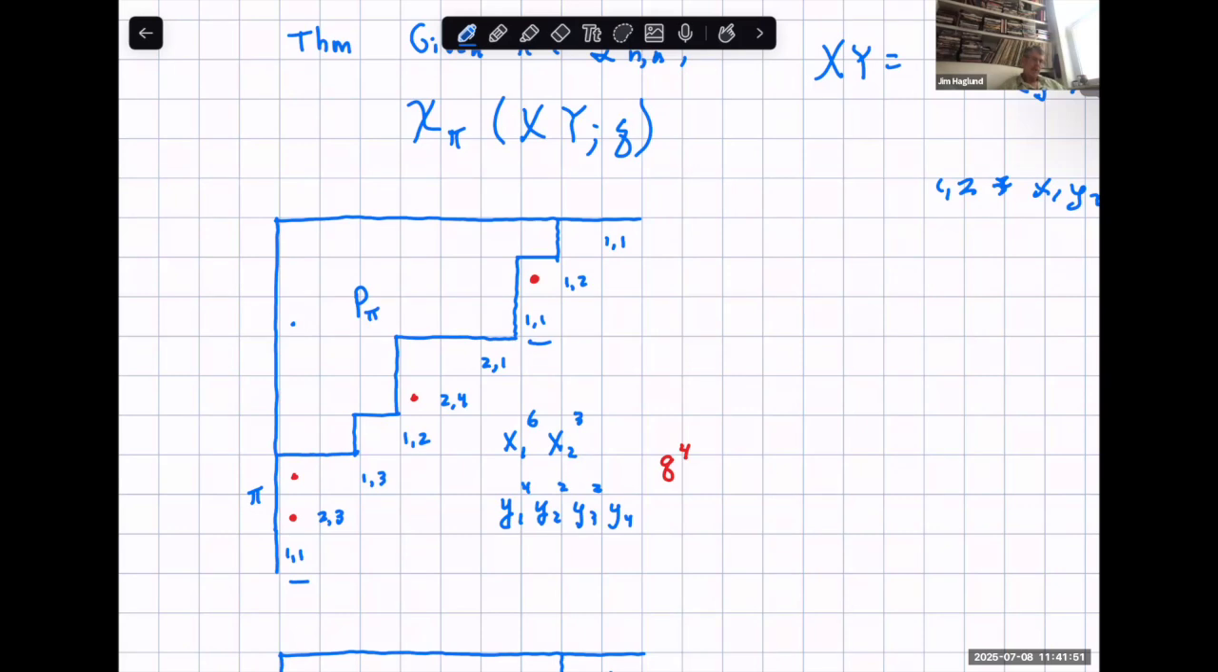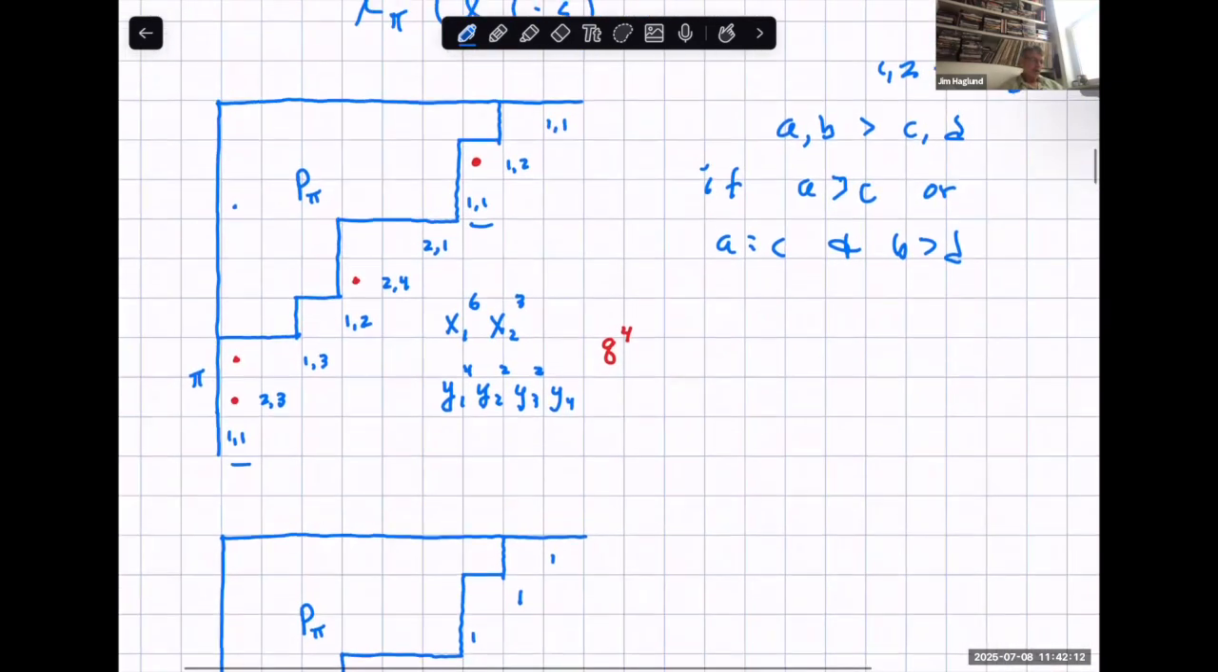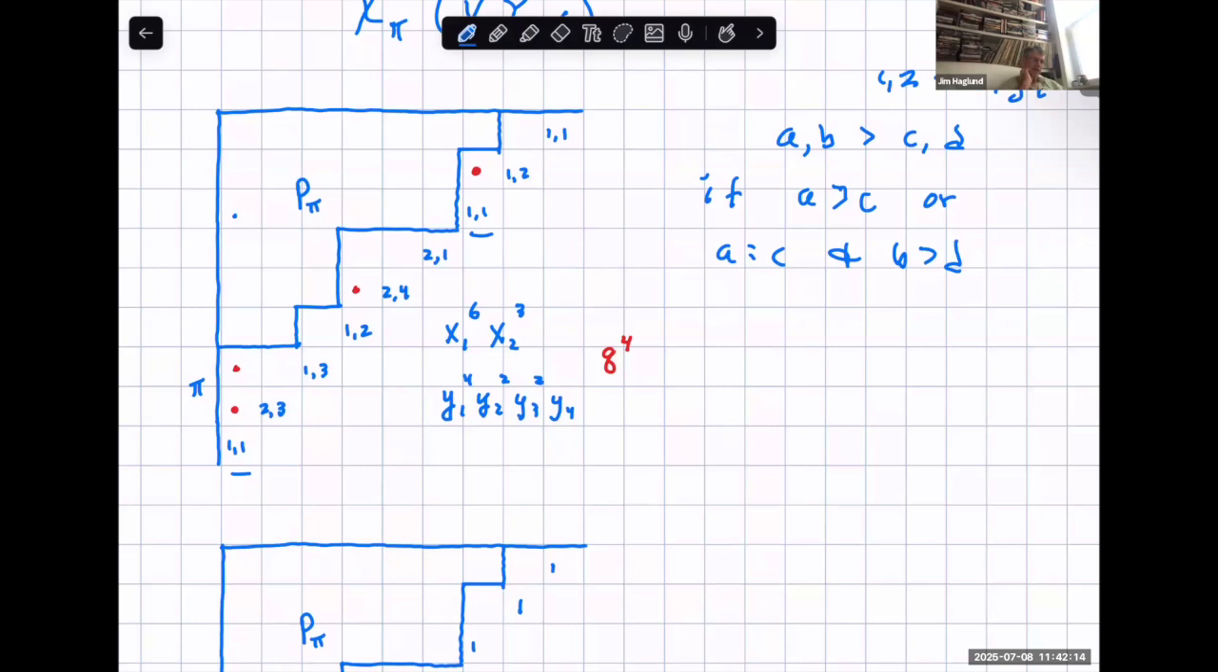And then I'm using (A, B) bigger than (C, D) if A is bigger than C, or A equals C and B is bigger than D. And the red dots are the inversion pairs in this example. Like the 2, 4 is bigger than the 1, 2 here. And then also the 1, 3 is bigger than the 1, 1 because of the second coordinate.